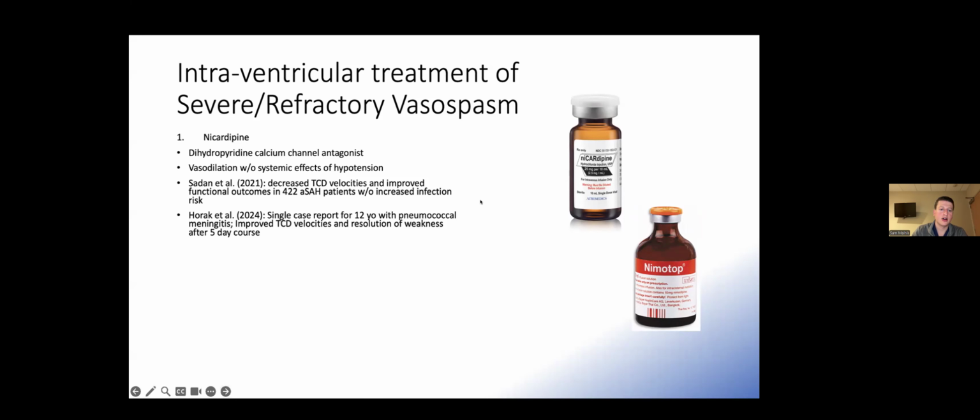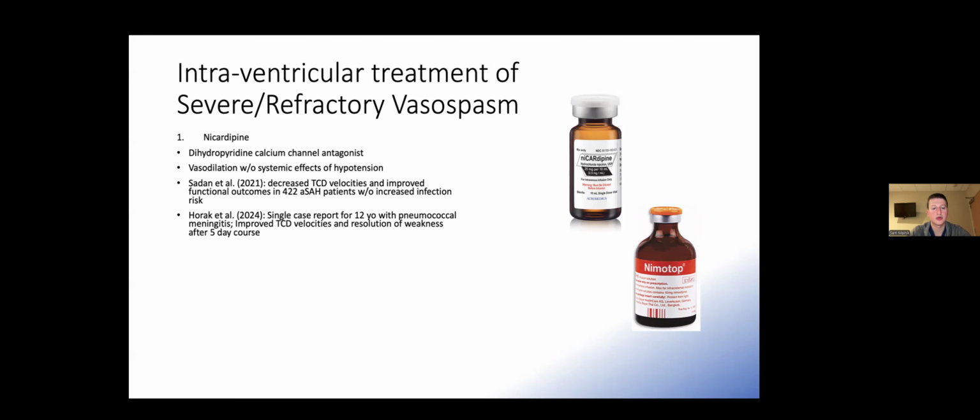And Sedan et al. in 2021 found decreased TCDs and improved functional outcomes in over 400 patients with aneurysmal subarachnoid hemorrhage when administering scheduled intraventricular Cardene. And this notably happened without increased incidence of infection.